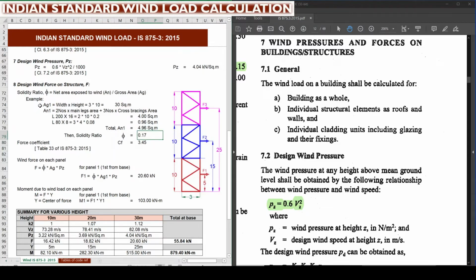Similarly for the other two segments also, we need to adopt the same kind of method, but as the other two segments are similar to the first segment, we can consider the same solidity ratio. By using this solidity ratio, we need to find out the force coefficient. This is as per table 33 of IS 875 part 3. For that, we need to go to page number 46 in the right hand side PDF.